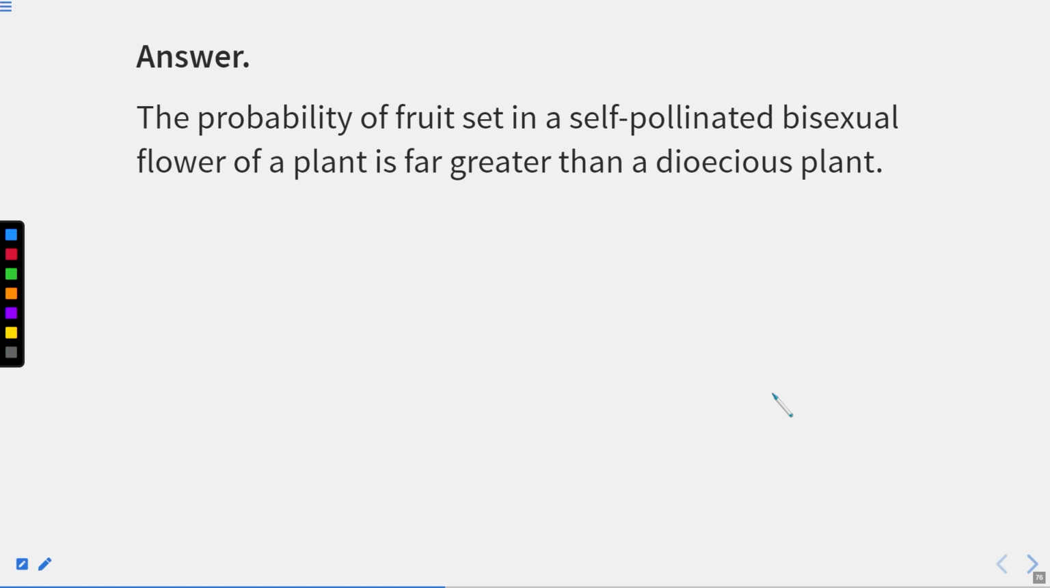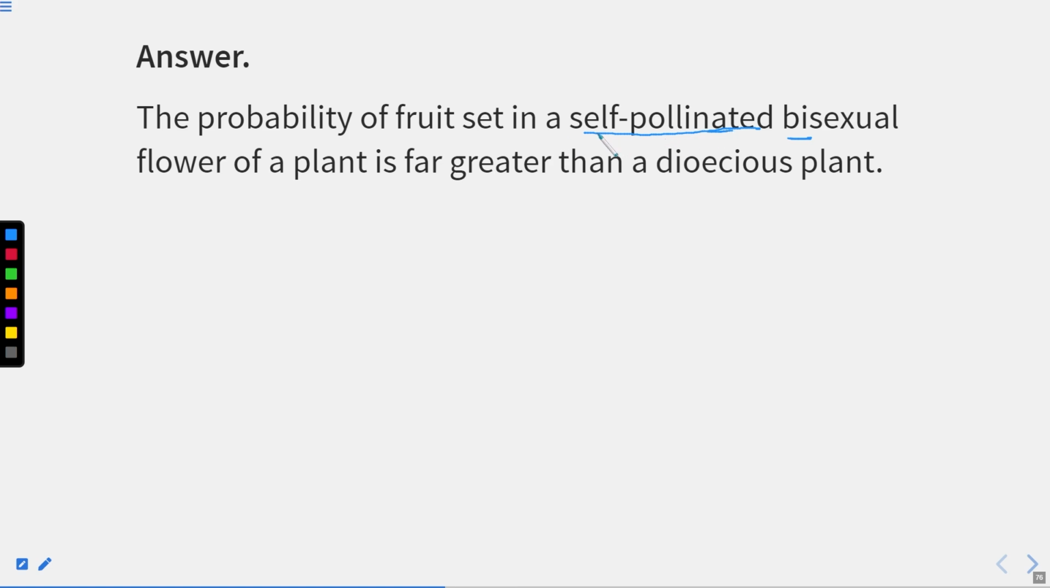Okay, let's have a look at the answer. The probability of fruit set in a self-pollinated bisexual flower is greater. So in a bisexual flower, self-pollination takes place, meaning the pollen grains from the anther are transferred to the stigma of the same flower.